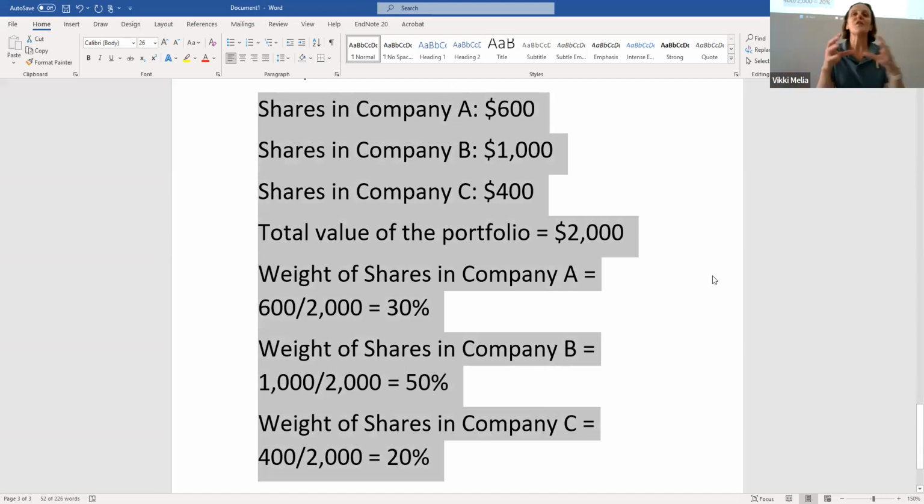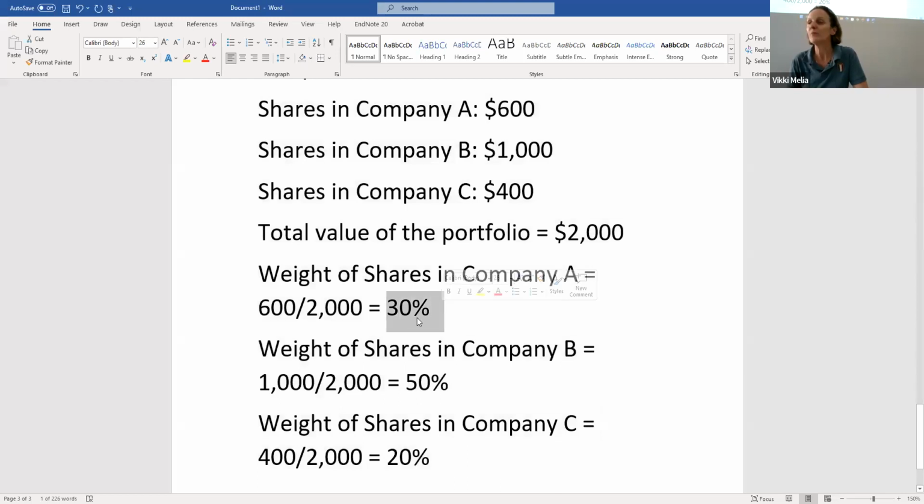So that's normally the first thing I do if I'm looking at a piece of information about a portfolio. The very first thing I do, if I'm not told the weight of each asset in the portfolio, I calculate the weight of each asset. Because whether I'm measuring expected return or standard deviation, these weights will be relevant in those calculations.